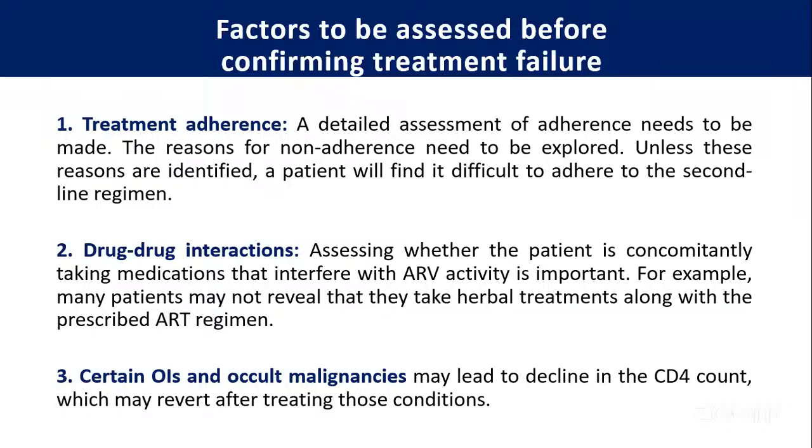And certain opportunistic infections or hibernating malignancies can also cause a steady decline of CD4, which might be considered a case of immunologic failure. But then again, once you identify the OI like TB, you treat, and if there is an occult malignancy, you treat, then there will be a rise in CD4 count.